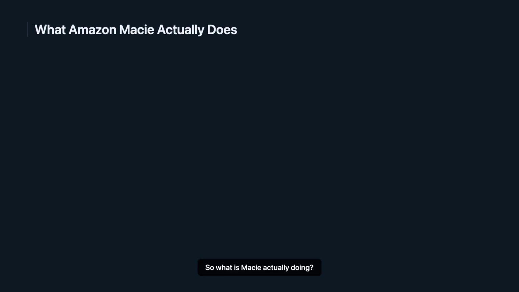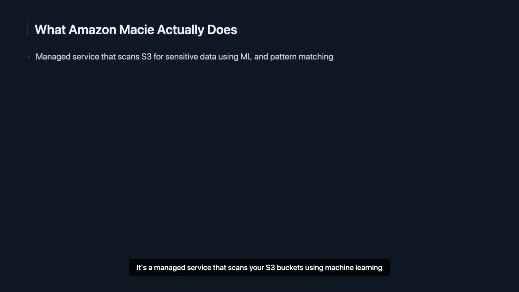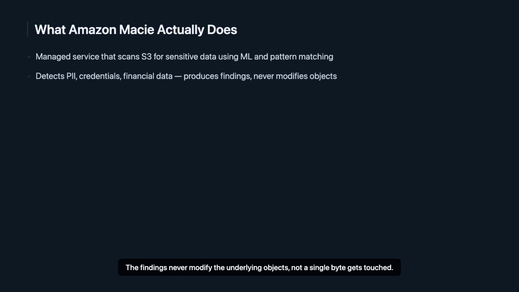So what is Macie actually doing? It's a managed service that scans your S3 buckets using machine learning and pattern matching to find sensitive data. It produces findings, which are essentially reports saying, here's where the social security numbers live, here's the bucket with credit card data, here's an object containing Amazon Web Services credentials. The findings never modify the underlying objects, not a single byte gets touched.